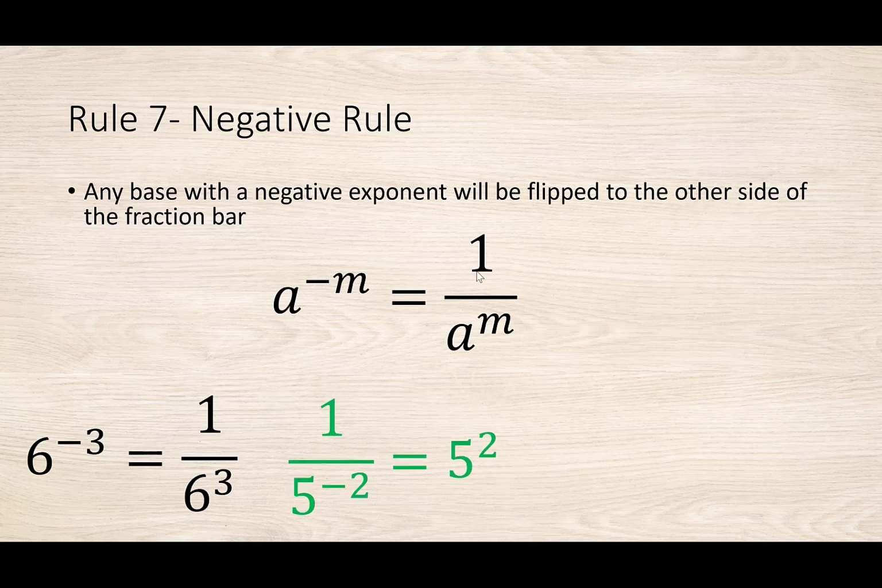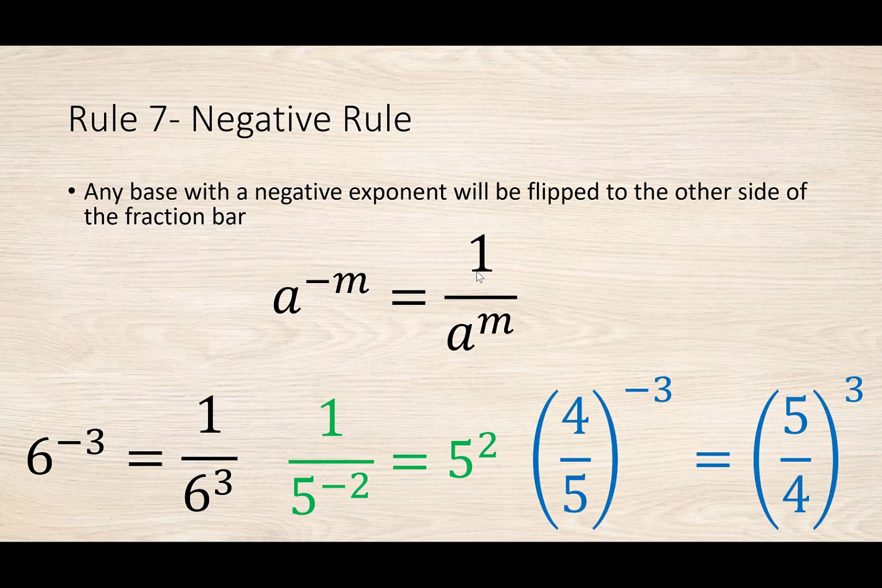Similarly, if I have 1 over 5 to the negative 2, the 5 to the negative 2 is in the denominator, and that's okay. But it can't stay there because that exponent is negative. We need to flip it to the other side of the fraction bar. So it went from the denominator up to the numerator. So it becomes 5 squared. Remember, when we flip it over the fraction bar, that exponent becomes positive.